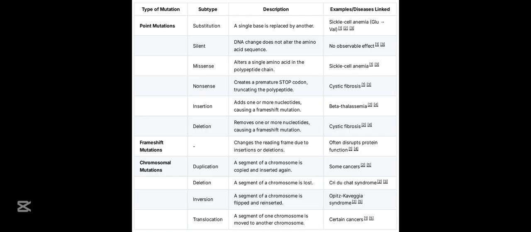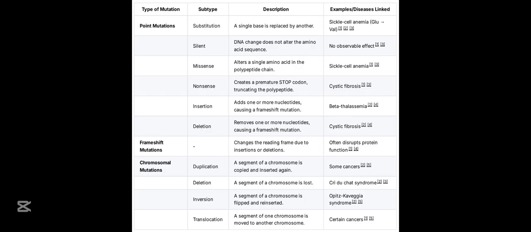Okay, so we're substituting one base for another. But are there different types of substitutions? So there are. You've got transversions, where you swap a purine for a pyrimidine, or vice versa. Purines are adenine and guanine. Pyrimidines are cytosine and thymine. Got it. So swapping an A for a C or a G for a T. Exactly. Then you've got transitions, where it's purine to purine or pyrimidine to pyrimidine. So like A to G or C to T. You got it. And interestingly, transitions are more common than transversions.